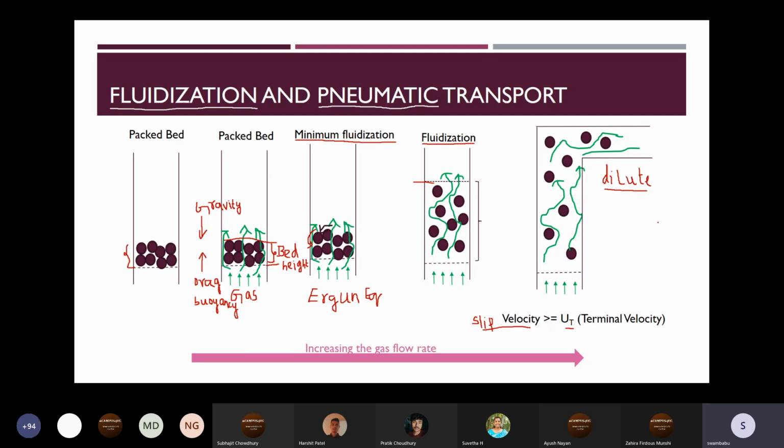Did you understand terminal velocity? The student who said fluidization velocity: there is a difference between fluidization velocity and terminal velocity. At terminal velocity, the particle will attain a constant velocity. The acceleration will be zero.